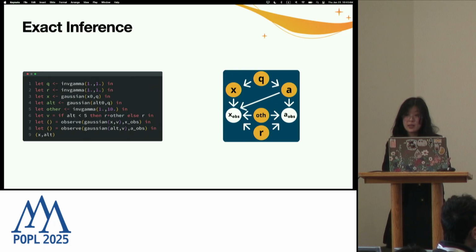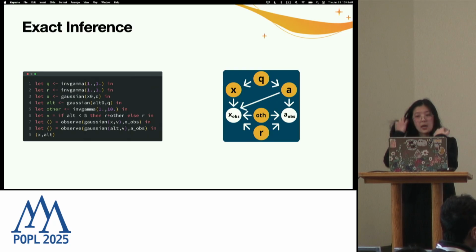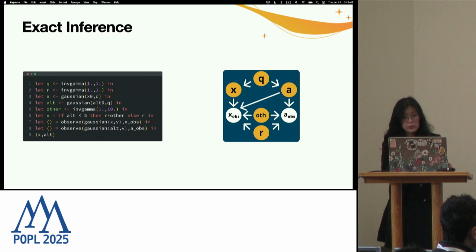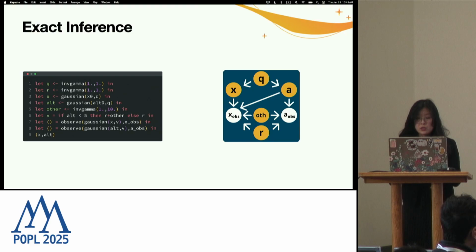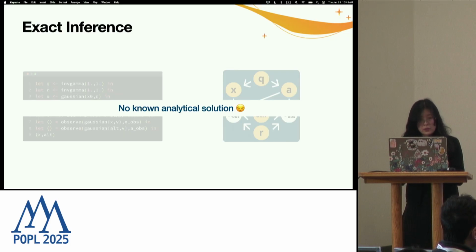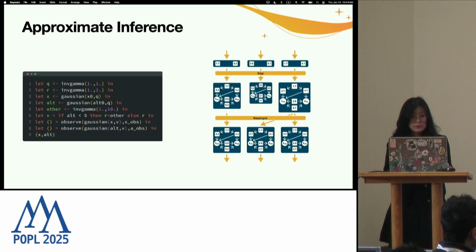Ideally, we'd like to get an exact answer. So using exact inference to symbolically compute the closed form solution would do this. But these types of algorithms can only solve problems that have nice properties, such as linear Gaussians or conjugate distributions that actually have analytical solutions. And in this case, in our program, there are no analytical solutions that we know of. So what can we do now? Well, we can use approximate inference instead.